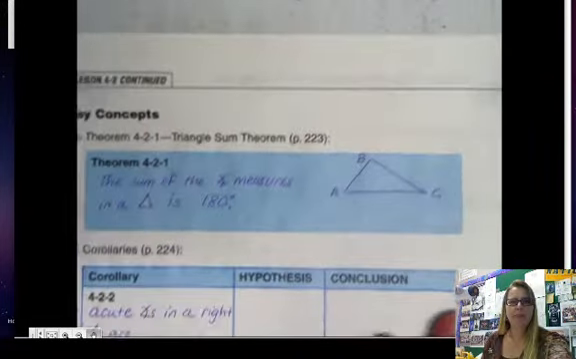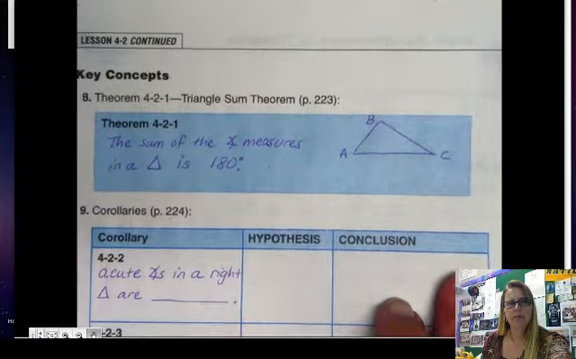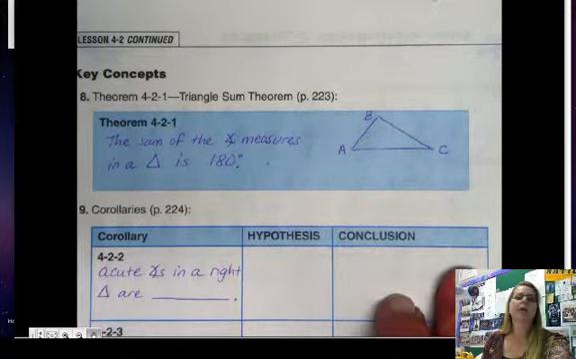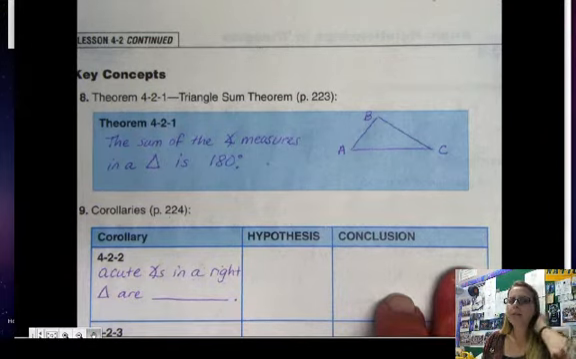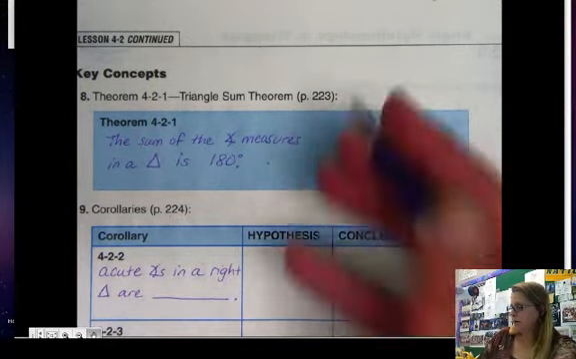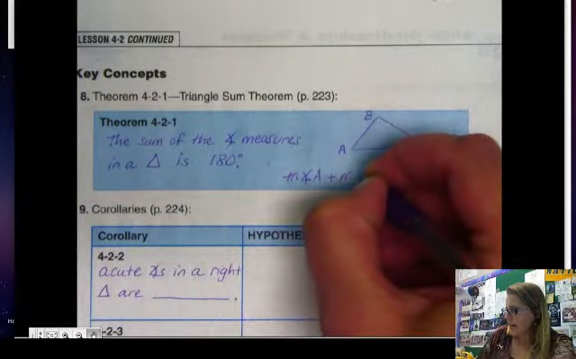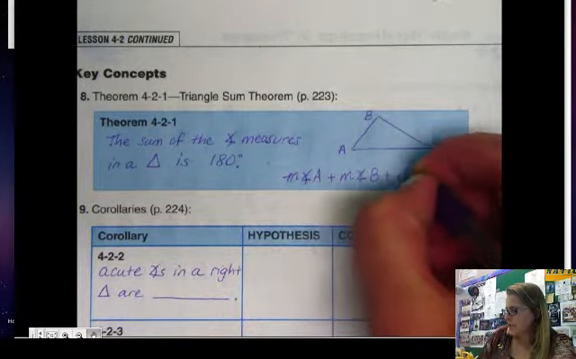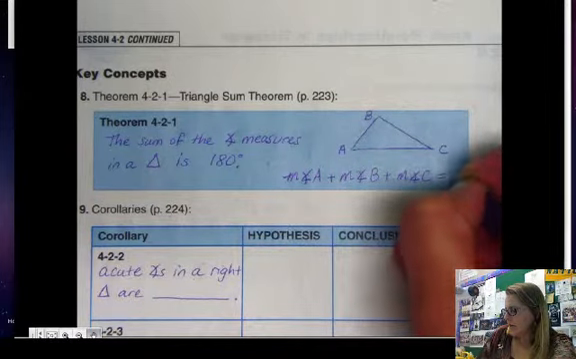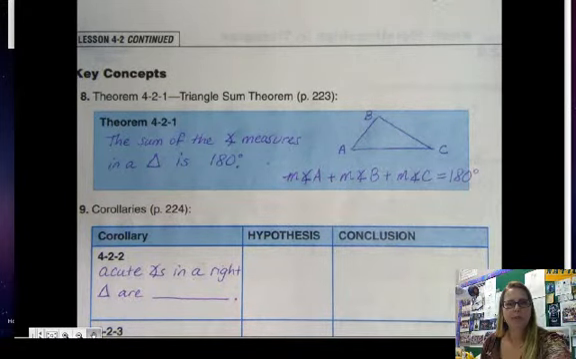Now we have some theorems. First of all, the triangle sum theorem, which says that the sum of the measures of the angles in a triangle is 180 degrees. So the measure of angle A plus the measure of angle B plus the measure of angle C equals 180 degrees. They all add up to 180.